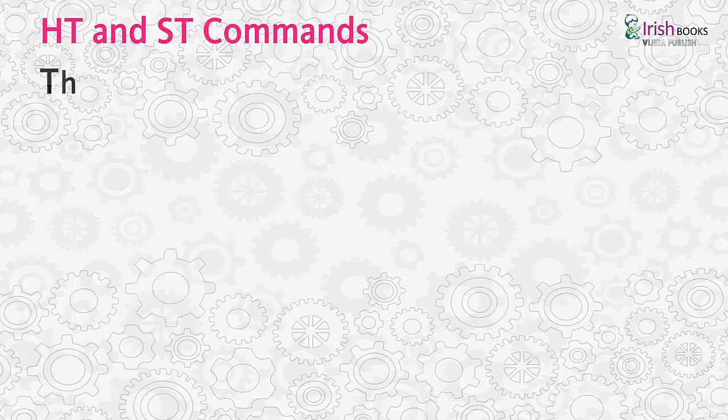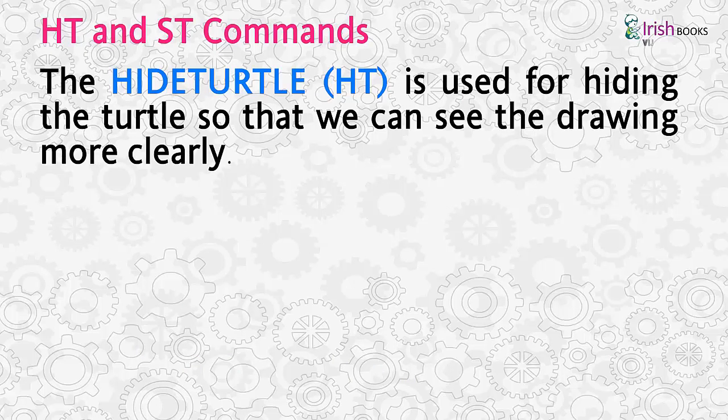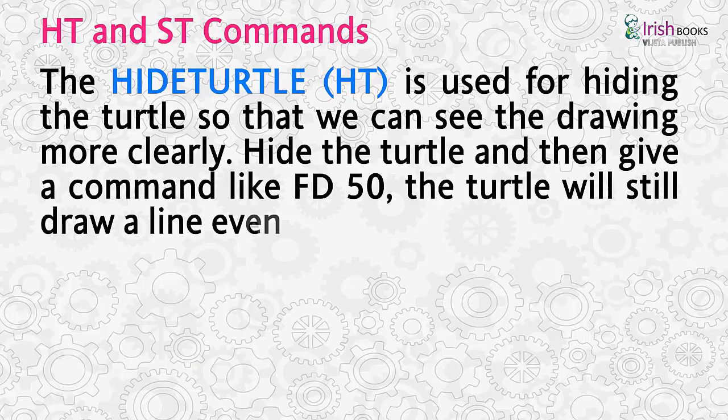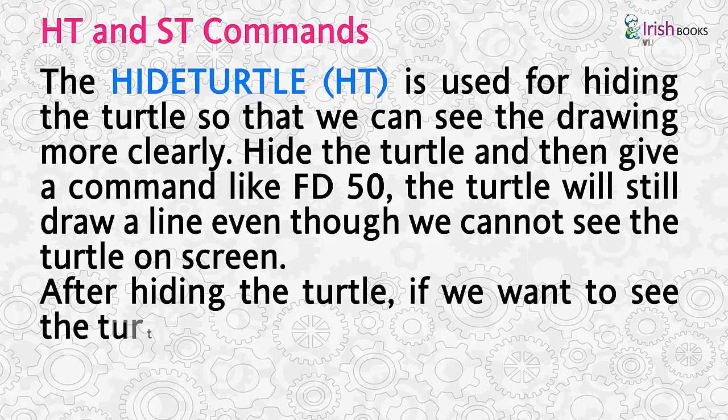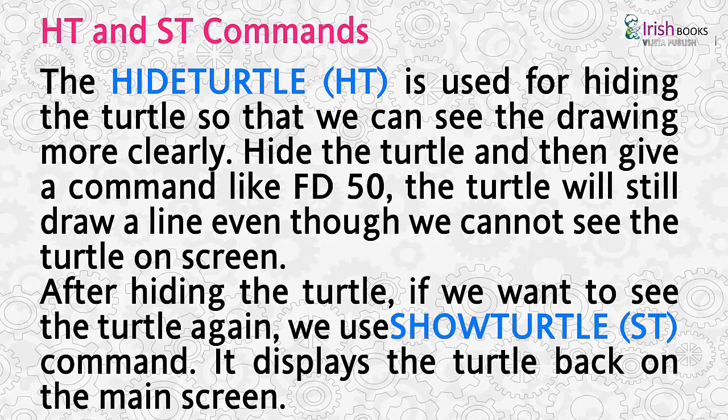HT and ST commands. The hide turtle HT command is used for hiding the turtle so that we can see the drawing more clearly. Hide the turtle and then given a command like FD50, the turtle will still draw a line even though we cannot see the turtle on the screen. After hiding the turtle, if we want to see the turtle again, we use the show turtle ST command. It displays the turtle back on the main screen.